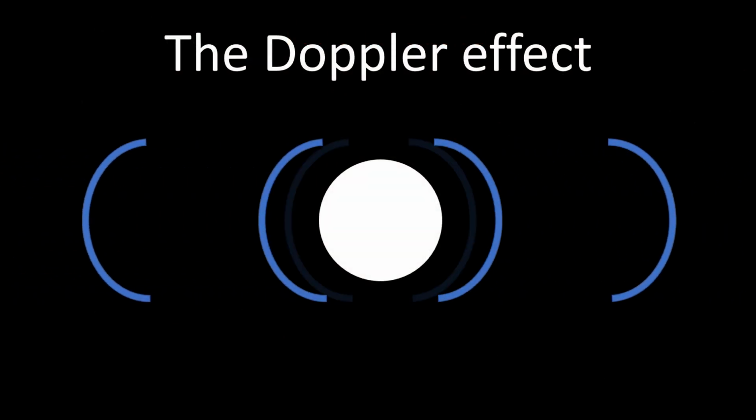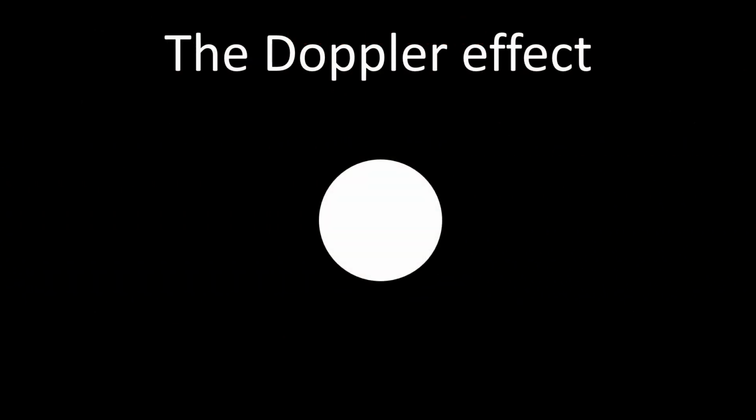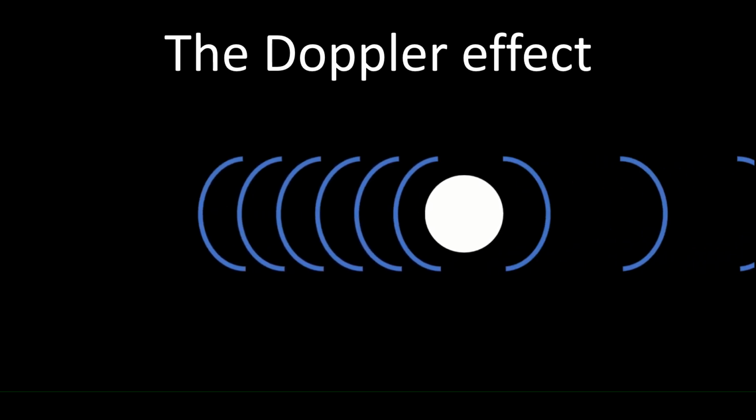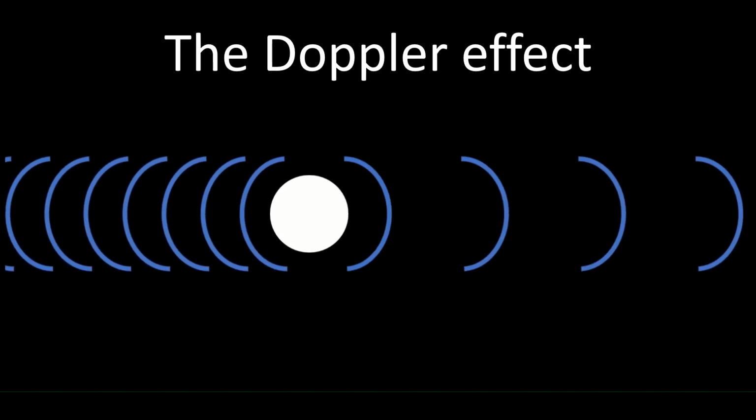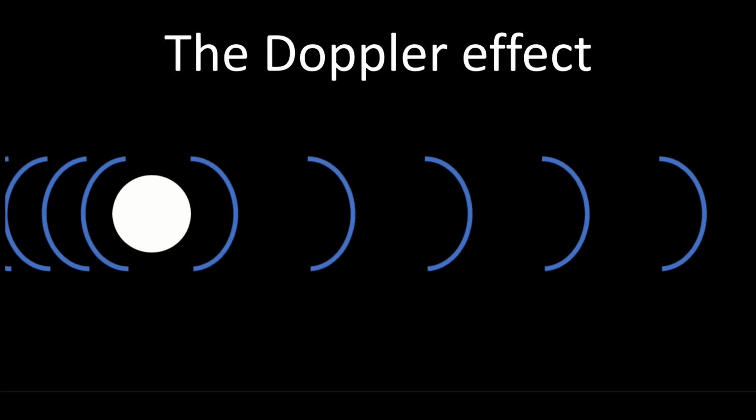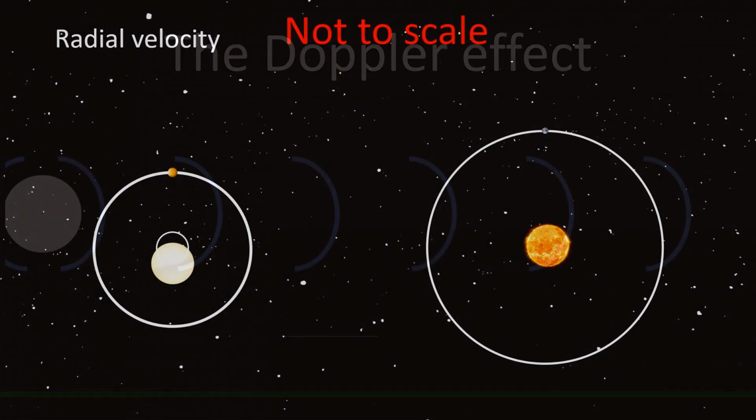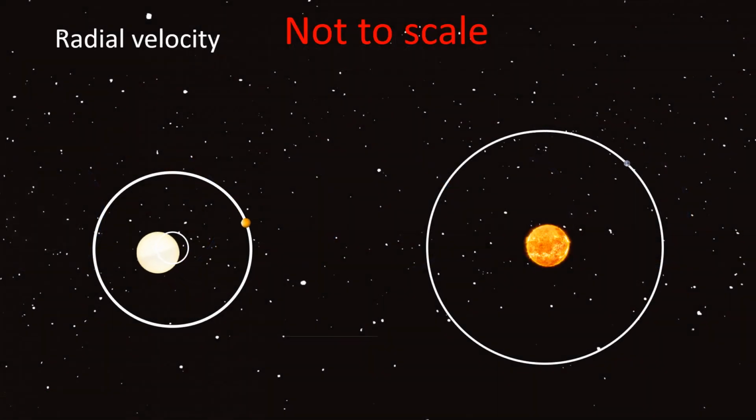First, let's speak about the Doppler effect. The Doppler effect is a change in the frequency of a wave when the wave source is moving relative to the observer. Stars emit waves in the form of light, and a change in the frequency of light waves is seen as a change in light color. High-frequency visible light waves are blue, while low-frequency visible light waves are red.